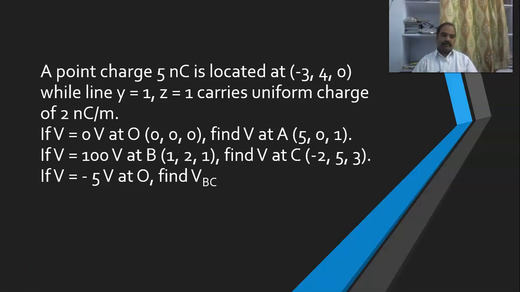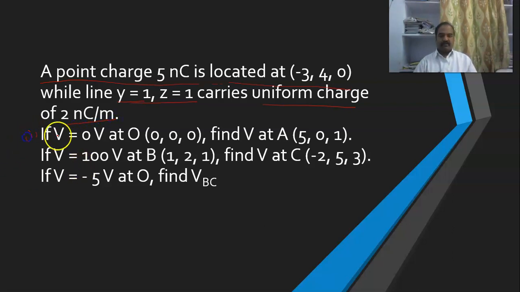Now we'll come to problem number 3. In this problem, it has been said that there is a point charge, 5 nanocoulombs, located at (-3, 4, 0), while there is a line y = 1, z = 1, which carries a uniform charge of 2 nanocoulomb per meter. So he is asking three things.